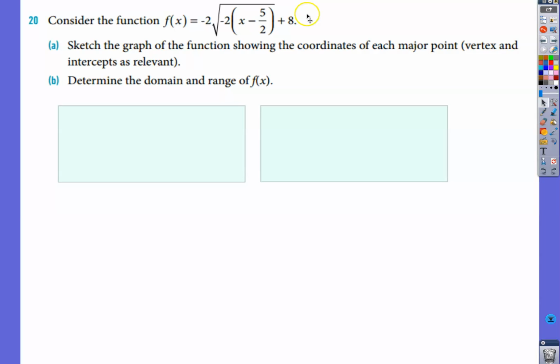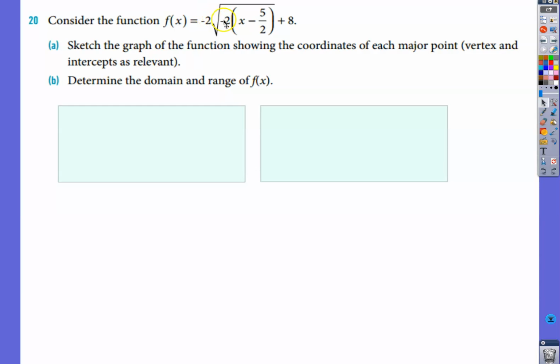It's a fairly complicated looking function. So sketch the graph of the function showing the coordinates of each major point, vertex and intercepts as relevant, and determine the domain and range. So all I'm going to do here is give you a start, because this is different to what we've done before, and then I'm going to leave it up to you to try to finish it. Okay, so the main thing that's different about this equation is we've got a number in place of b, which we don't actually have in the general transformation function.